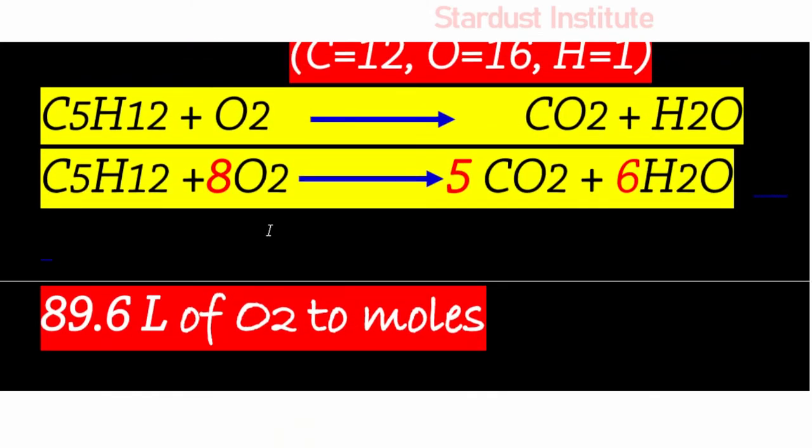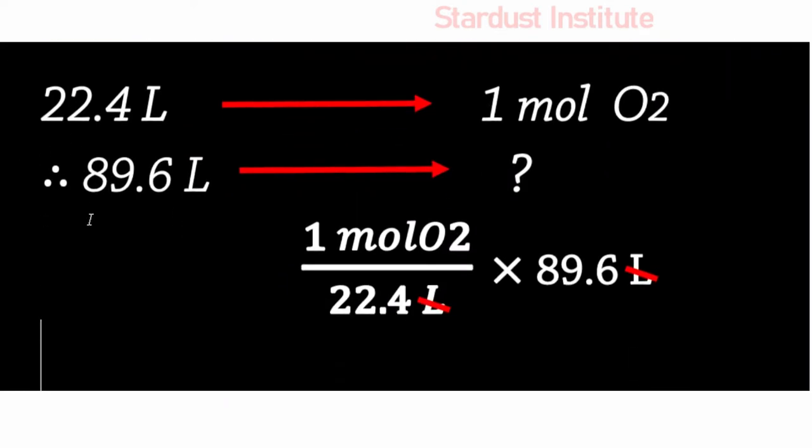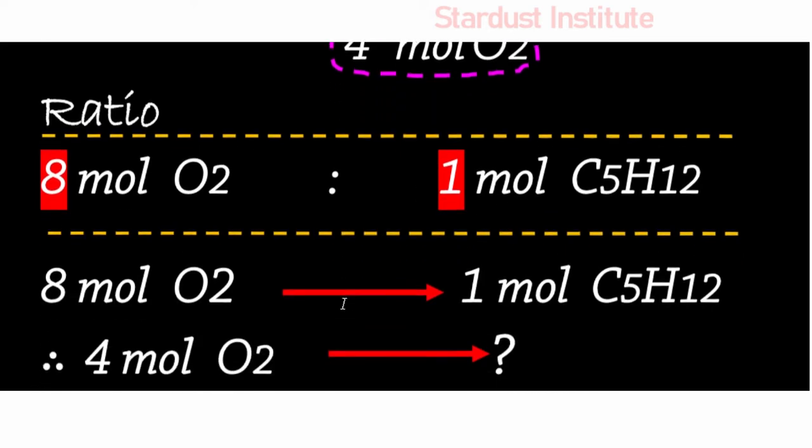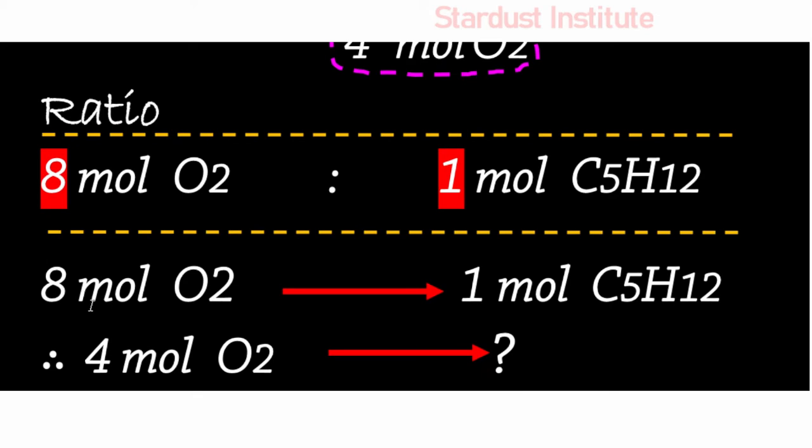Now see the ratio. To react with 8 moles of oxygen, 1 mole of pentane is required. This is the ratio.